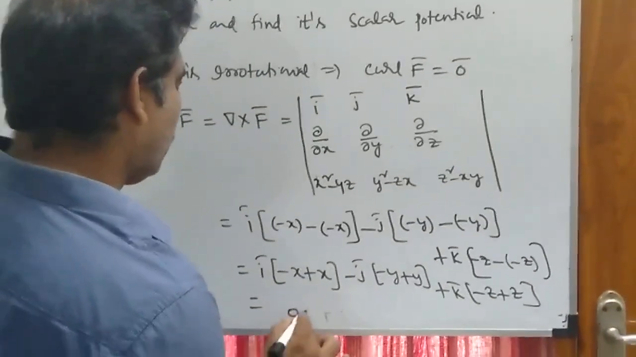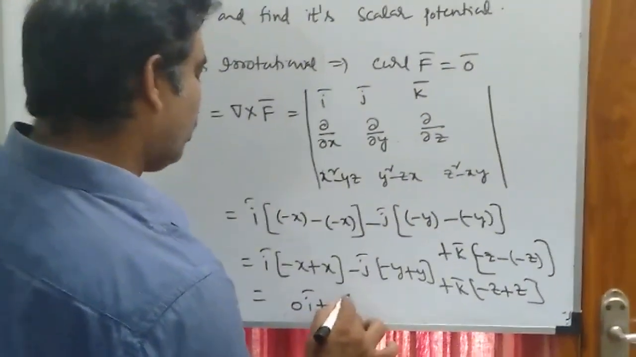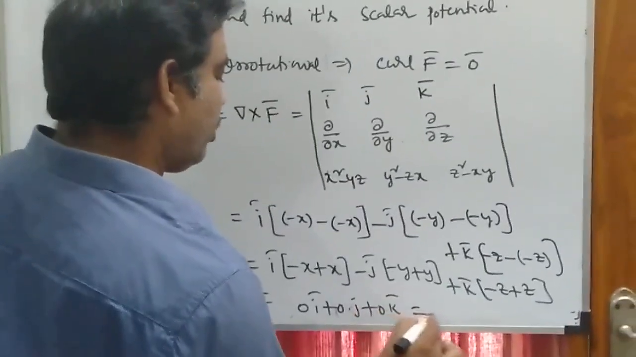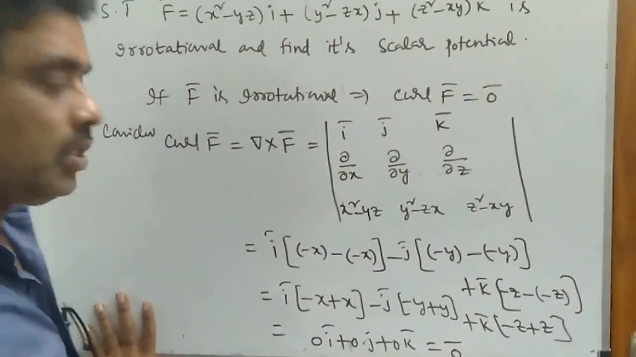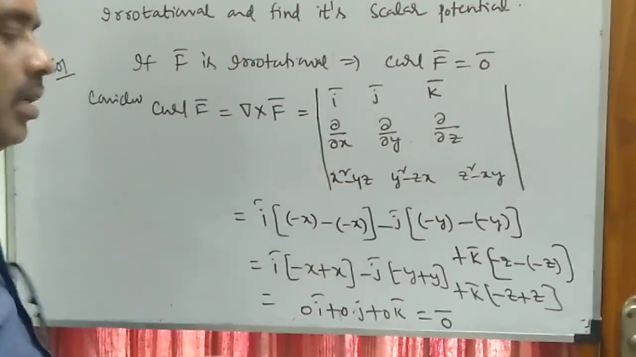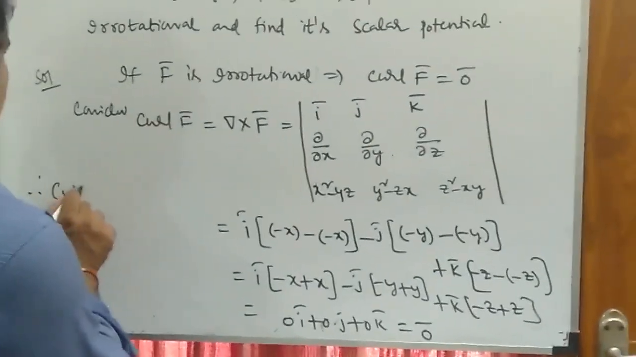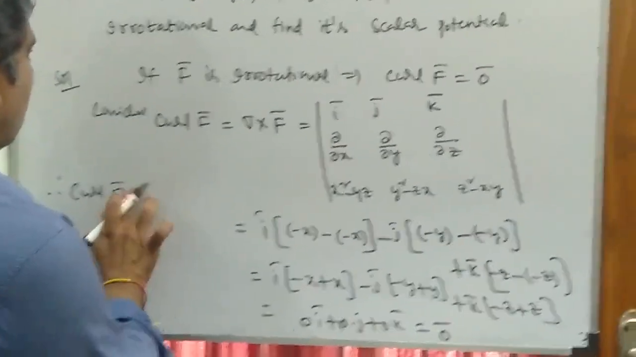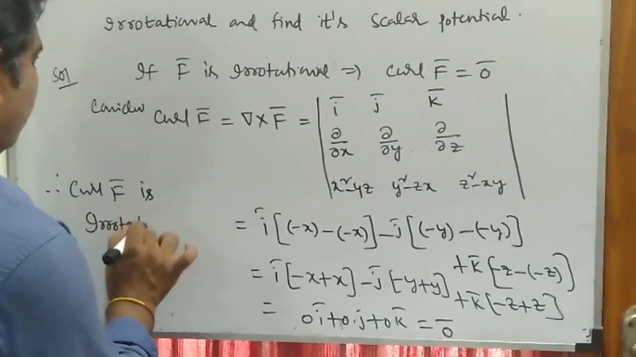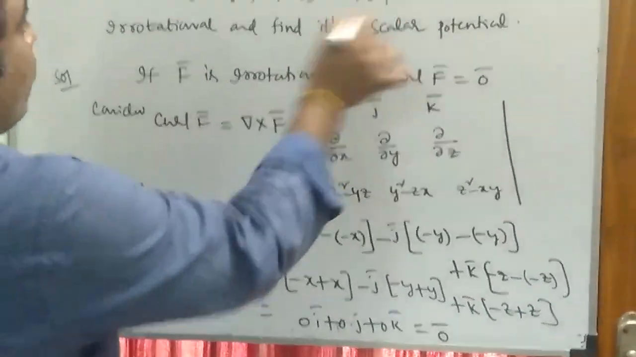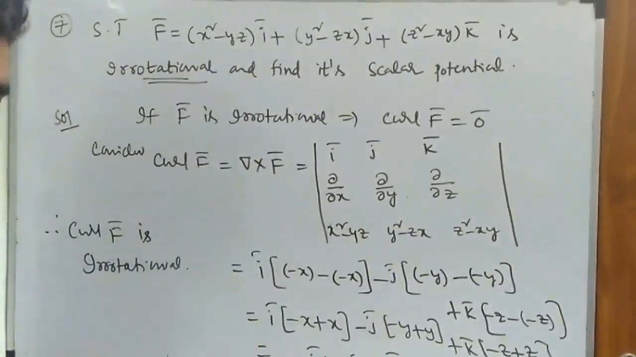So this is 0 into i bar, 0 into j bar, 0 into k bar. So the entire value is 0 bar. Since curl f bar is 0, therefore f bar is irrotational. Curl f bar is irrotational vector.